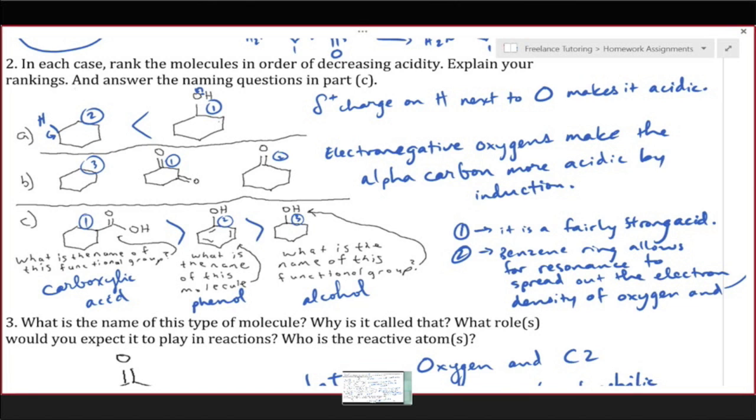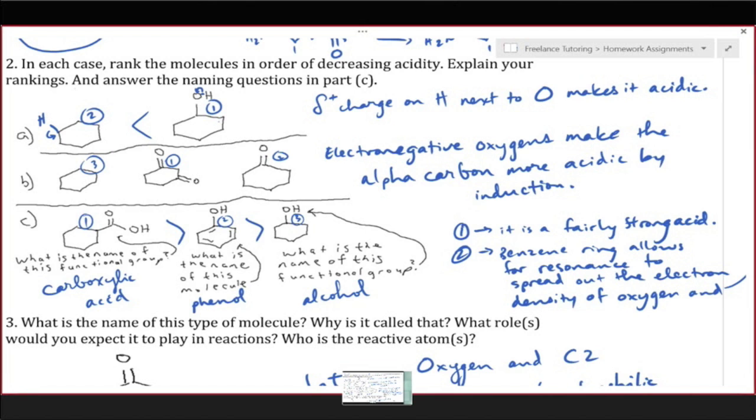Okay, this explanation is correct. You use that term induction, which we talked about last time, so that was a good use of that concept from the tutoring session. Now, your explanation here, I can see why that explains why 2 is more acidic than 3, because 3 doesn't have any oxygens. Can you be a little more specific? Why is 1 more acidic than 2?